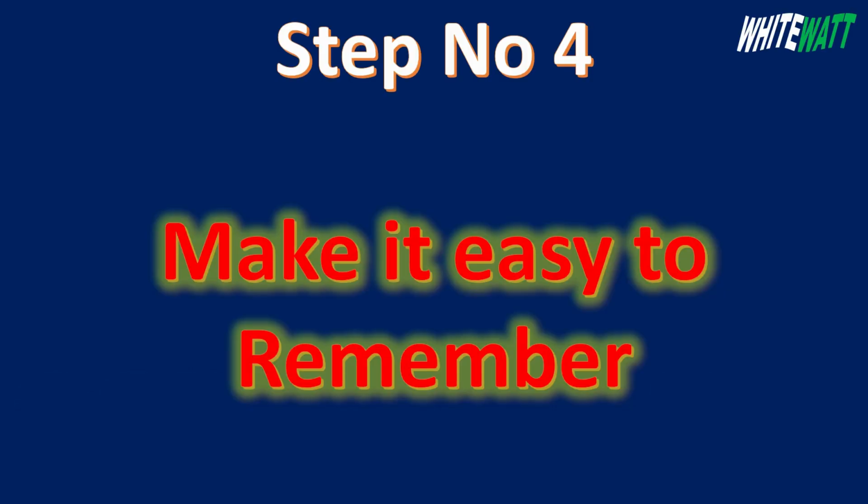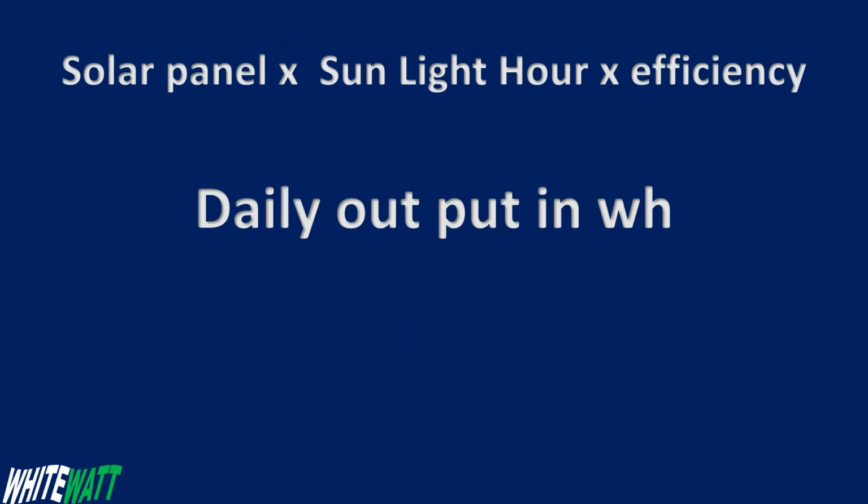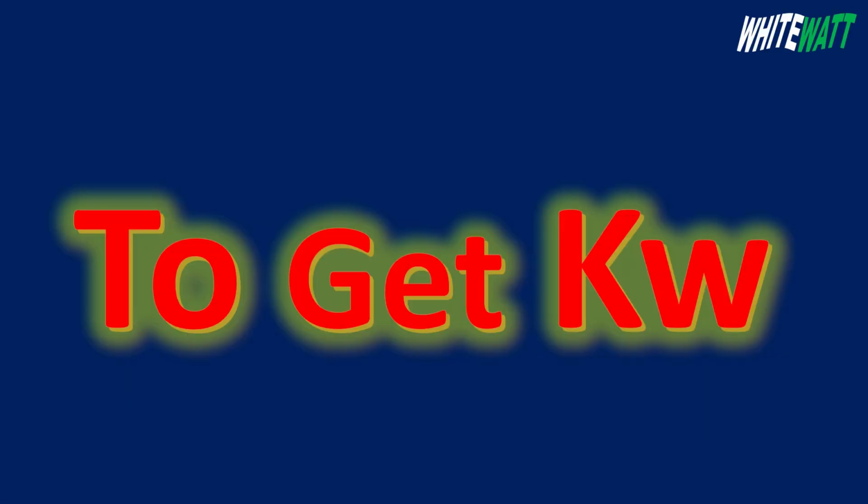Step number 4. Make it easy to remember. Here is the simple formula you can always use. Solar panel watts multiplied by sunlight hours multiplied by efficiency is equal to daily output in watt hours. Then divide by 1000 to get kilowatt hours. So now you know how to calculate your solar panel's daily energy output.